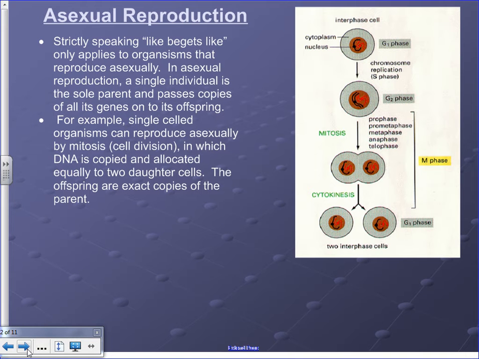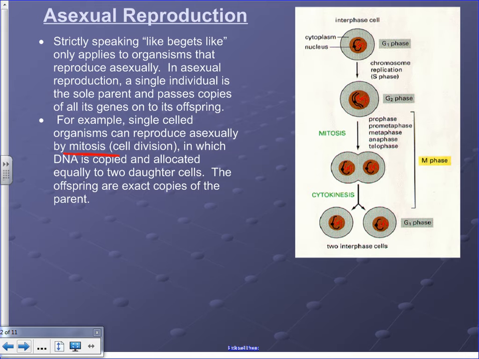All right, so strictly speaking, in terms of binary fission, like begets like, which means you produce more of what you are. That only applies to organisms that reproduce asexually. So in asexual reproduction, a single individual is the sole parent and passes copies of all its genes onto its offspring. A single-celled organism can reproduce asexually by mitosis. That's a technical term for cell division. That's a term you'll definitely need to know in Bio 20. In mitosis, DNA is copied and then put in each of the daughter cells.